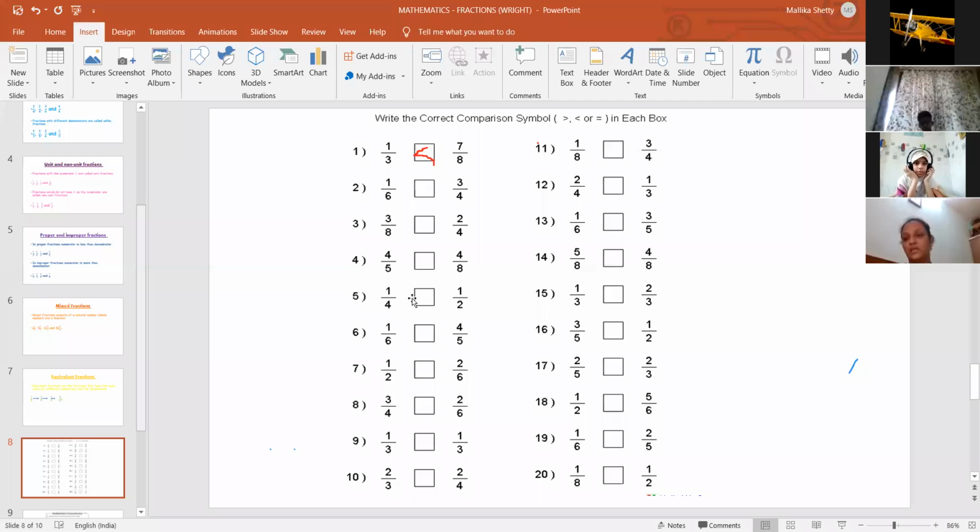See who is next on my screen. 1 by 4 and 1 by 2. Which one is greater? 1 by 4. Okay. Zuberia, next one. 1 by 6 and 4 by 5. Yes, 4 by 5, excellent. Can you also do the next one for me, Anya? Yes. 1 by 2 and 2 by 6. Which one is greater?